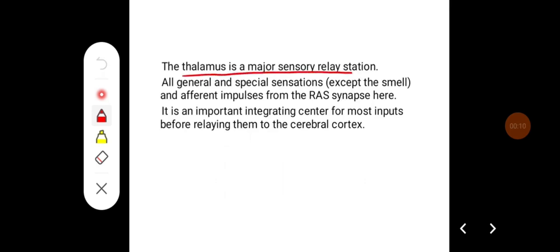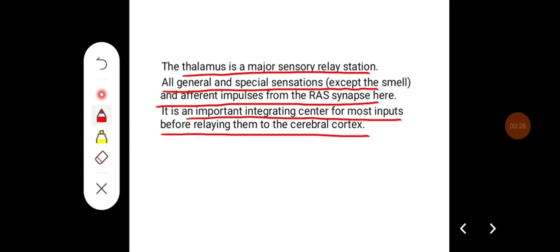The thalamus is a major sensory relay station. All general and special sensation, except for smell, and afferent impulses from the reticular activating system synapse here. It is an important integrating center for most inputs before relaying them to the cerebral cortex.